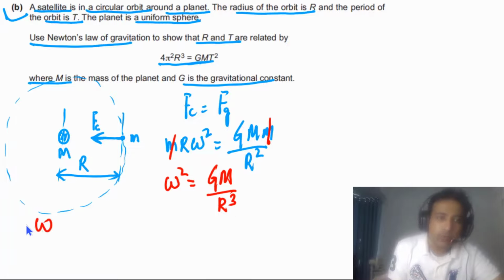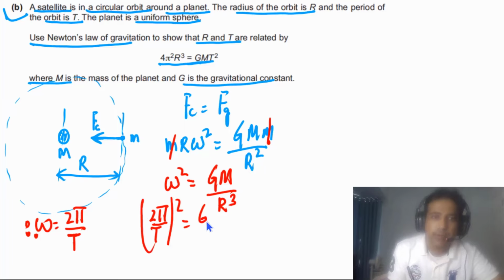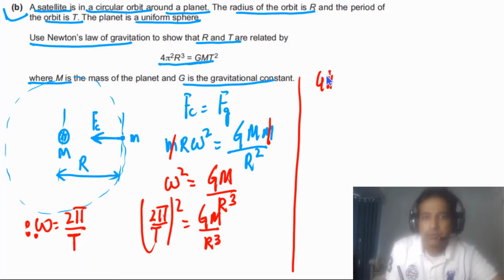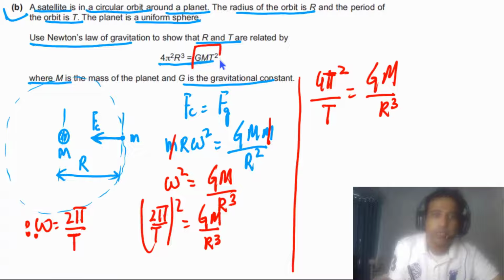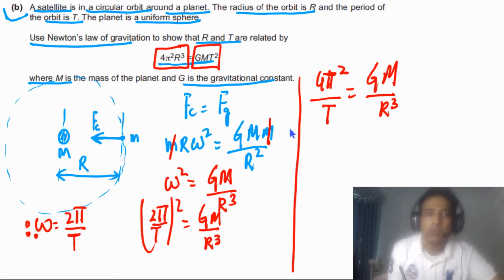Omega, we need to understand. Omega is equal to 2 pi over T. This is the angular velocity, 2 pi over T. So simply we can replace this one with (2 pi over T) squared. So here we have G M divided by R cubed. So we can write down, this is 4 pi squared divided by T squared, and this is equal to G M divided by R cubed. So G M and T squared have to be on one side, and 4 pi squared times R cubed has to be on the other side.